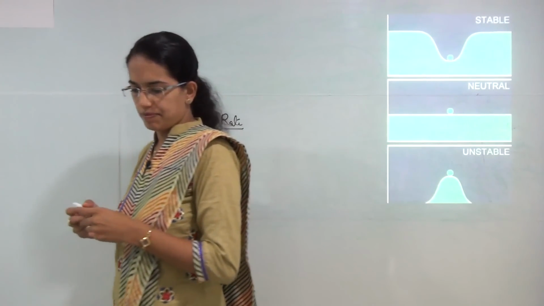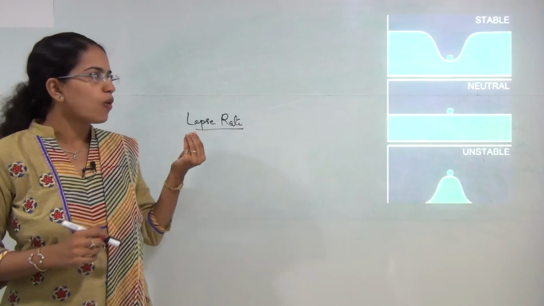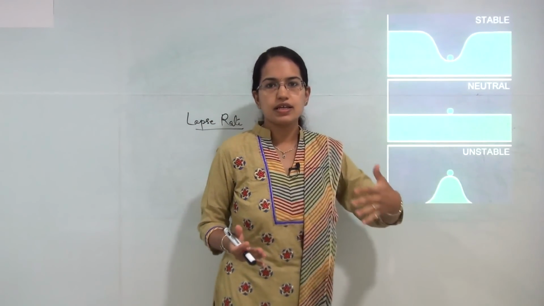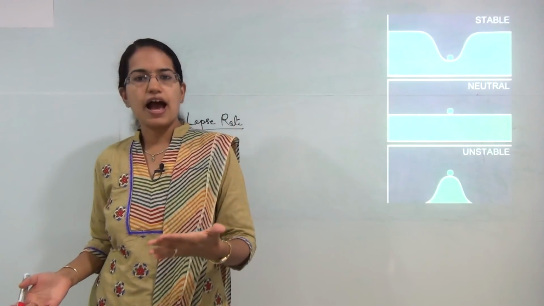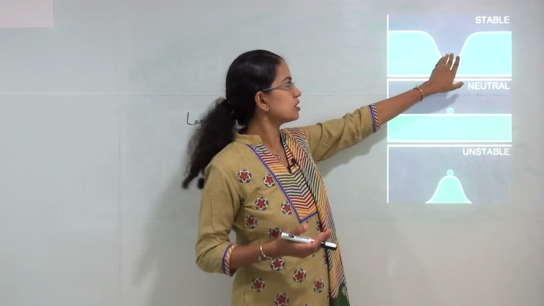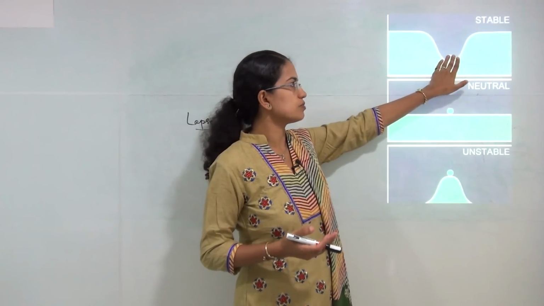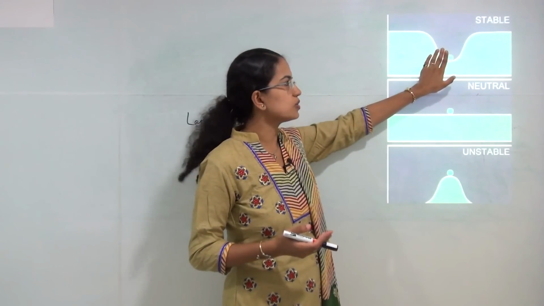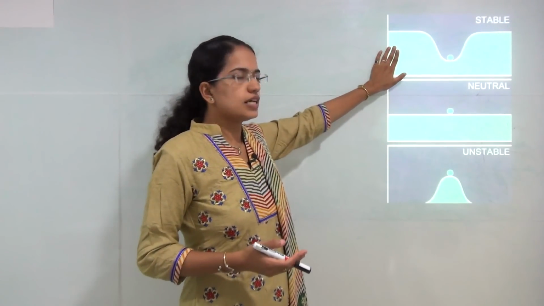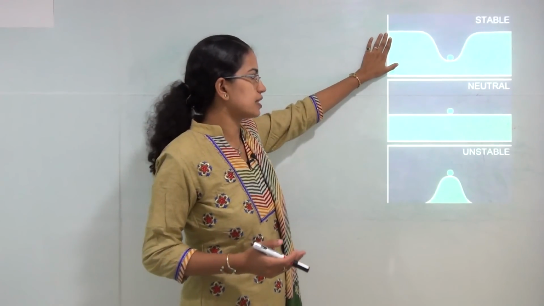Now what would happen if I give a small impulse to this ball? It would try to return back to its original position. So if I give an impetus or an impulse to this ball, it would return back to its original position, that's the center of the valley. So this condition is known as a stable condition.